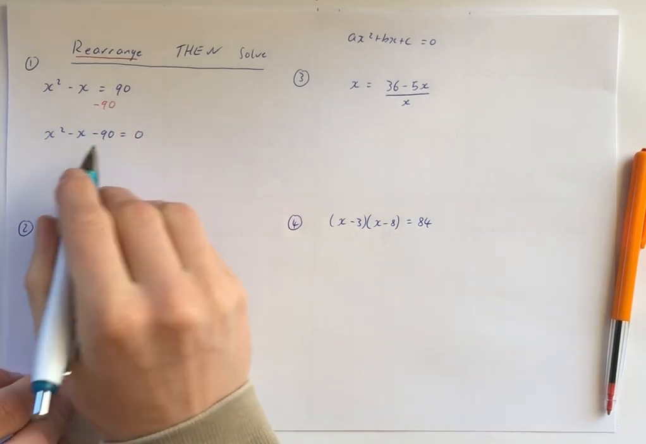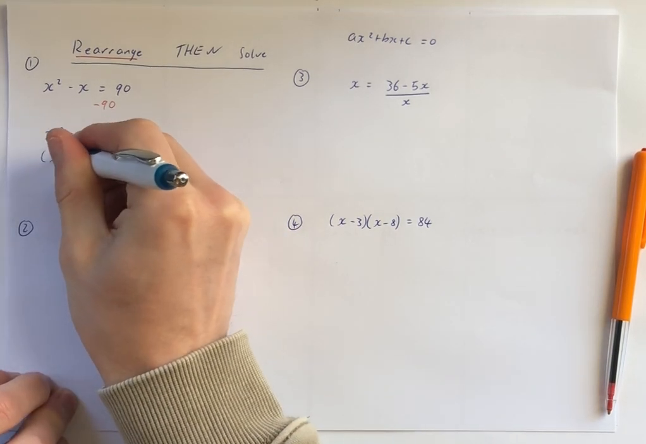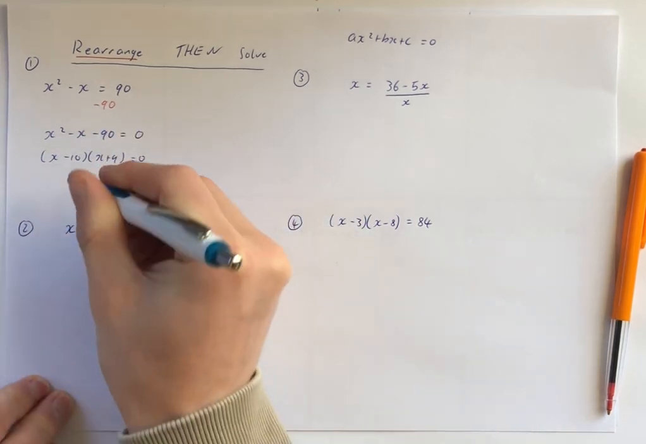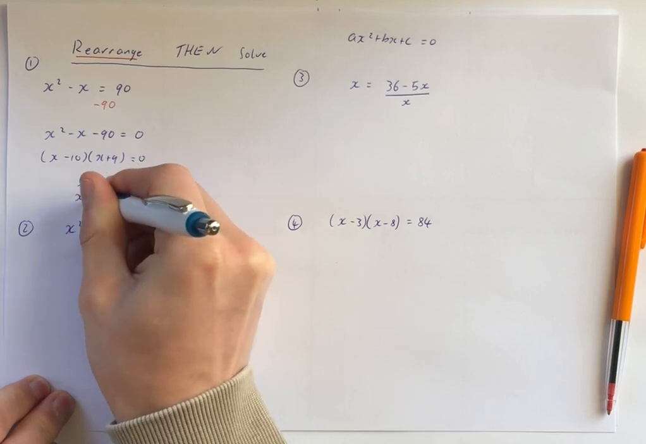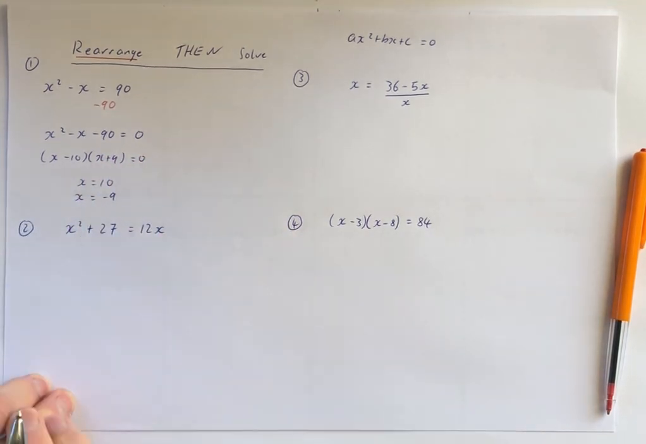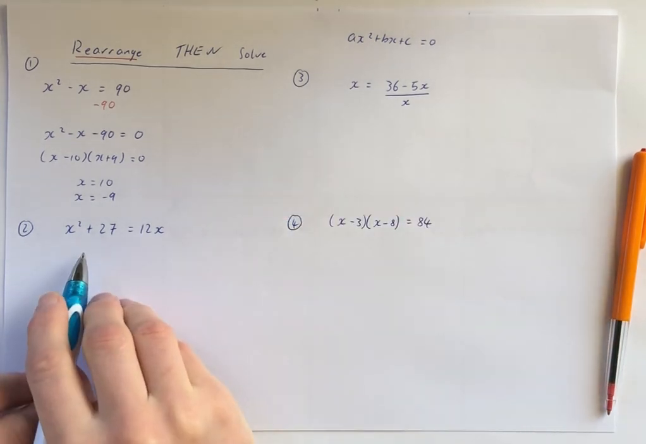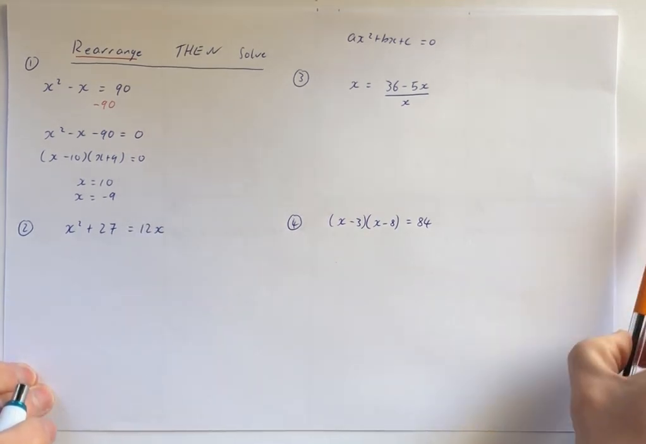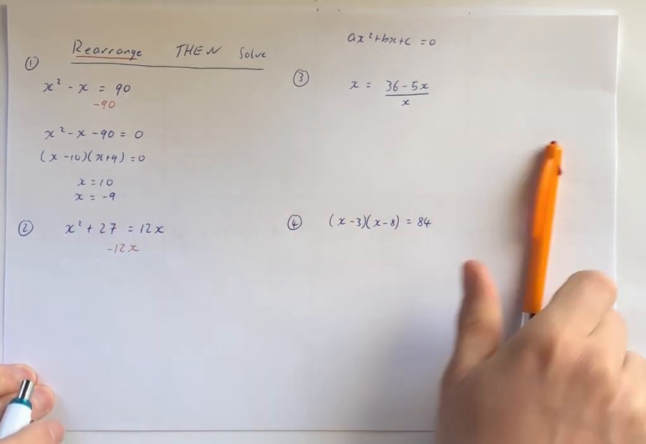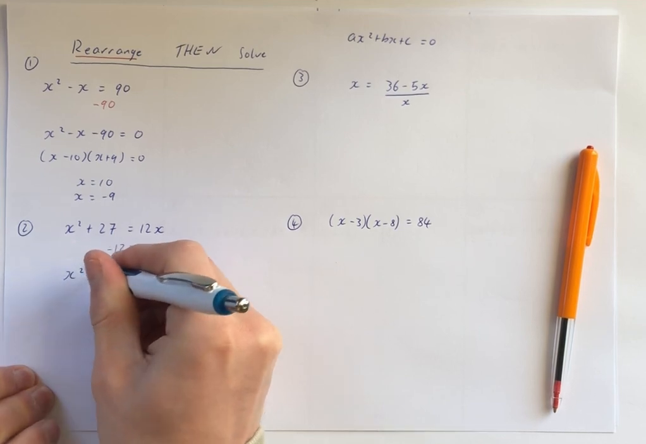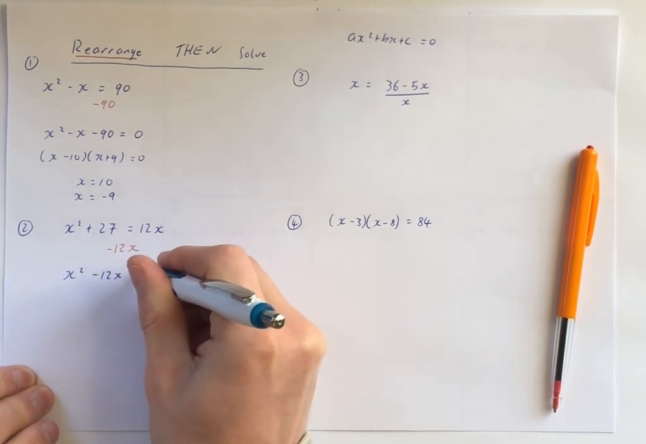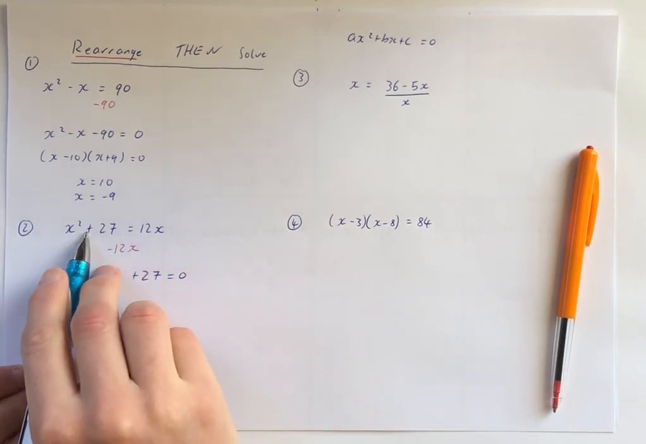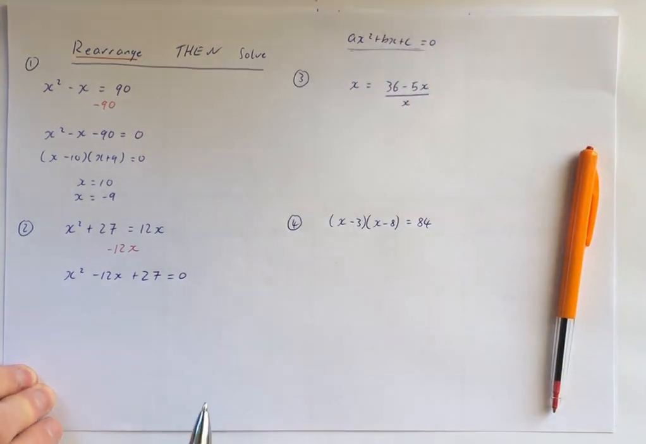Awesome. So now I can factorize. So this is going to be x minus 10, x plus 9 equals 0. And I can straight away see that my solutions are positive 10 and negative 9. The second question, okay, so now I've got 12x on the right hand side. Yes, you're correct in thinking we subtract 12x off both sides. So x squared minus 12x plus 27 equals 0. And the reason I put the negative 12x in between here is because I always want it in that form.